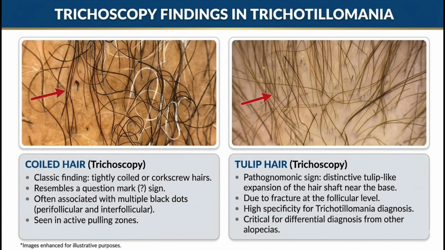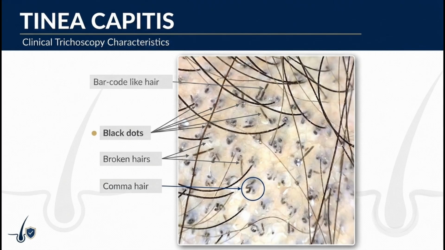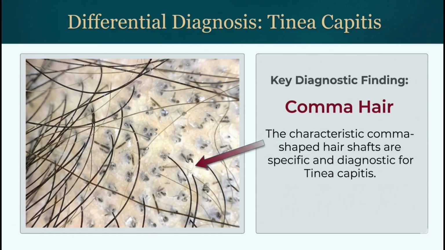As we discussed, tulip hair is where the tips are a little bit darker. On biopsy, they correspond to this distorted hair shaft in the follicular canal in trichotillomania, with a drop of pigment from the cortex in the follicular canal called a pigmented cast. Don't mistake that for tinea capitis, because tinea capitis is really easy to distinguish on trichoscopy. If you identify the comma hair, it is considered specific for tinea capitis.